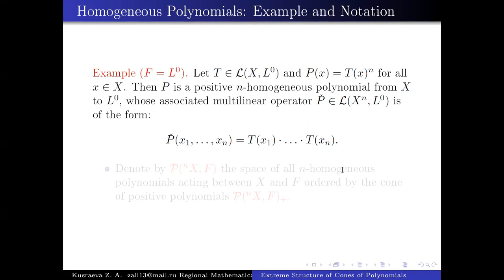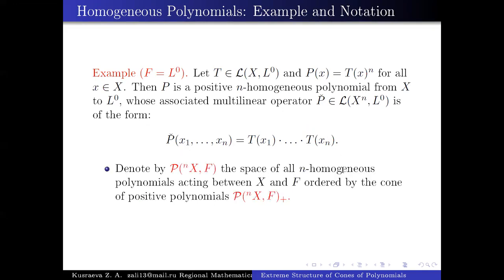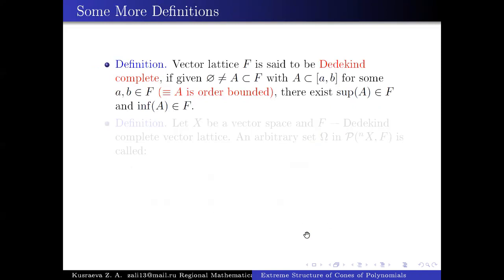And by the way, we'll need the notation. We will denote by this symbol the space of all n-homogeneous polynomials acting from X to F, and the cone of all positive polynomials will be denoted by this symbol.